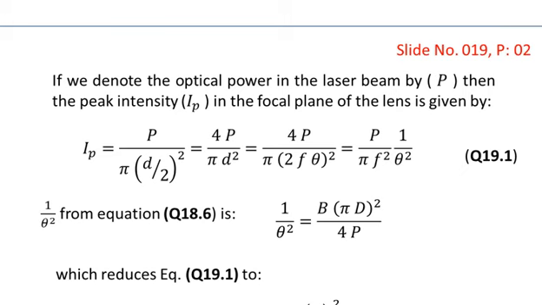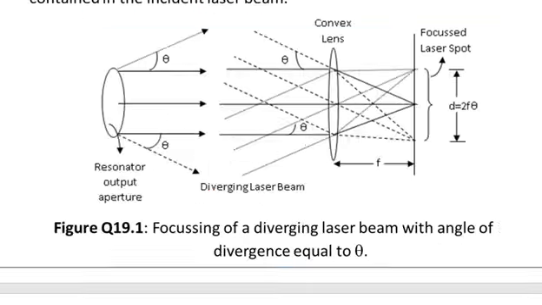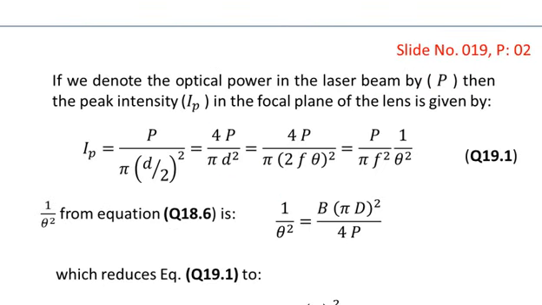And then we represent d in terms of the previous equation, that is d is equal to 2f into theta. So making that substitution, we have the result I_P is equal to 4P over pi times, within the parenthesis squared, 2f into theta. This gives P over pi f squared, separated, and then 1 over theta squared separated from the expression.